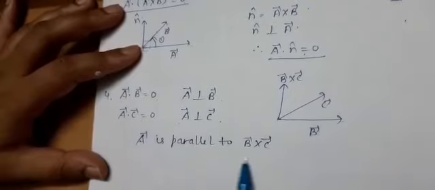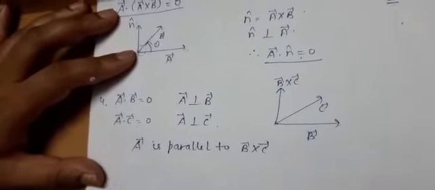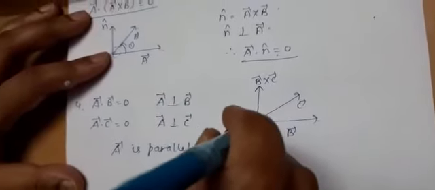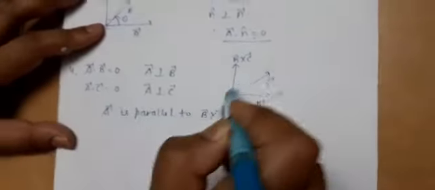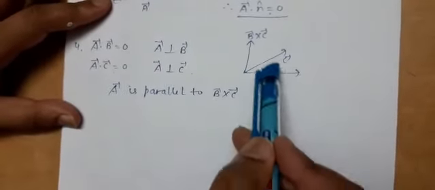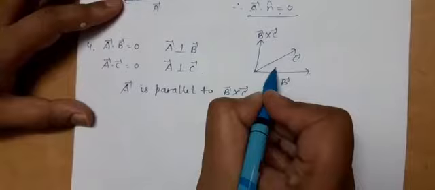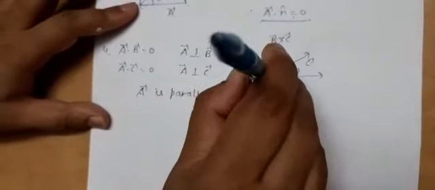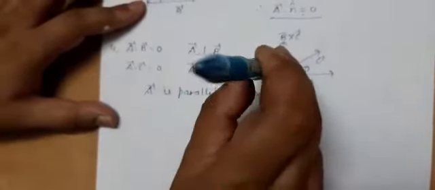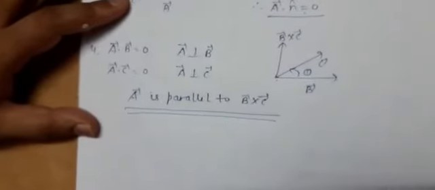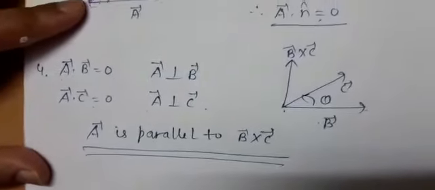When I just read this line directly, it is difficult to understand. But see, from here, A dot B being 0 means A is perpendicular to B. A dot C being 0 means A will be perpendicular to C also. Now from this figure, if I take B cross C, then it is perpendicular to both, that means obviously along this direction. So what are we concluding? Vector A and B cross C are parallel to each other. So these are a few conceptual problems which I have taken.